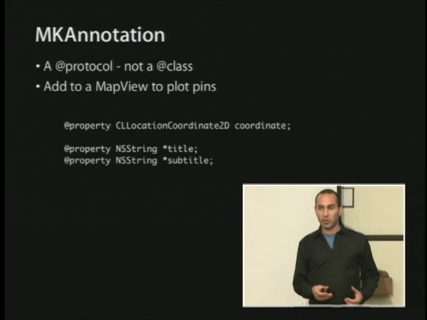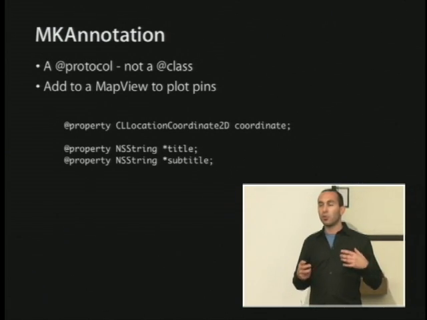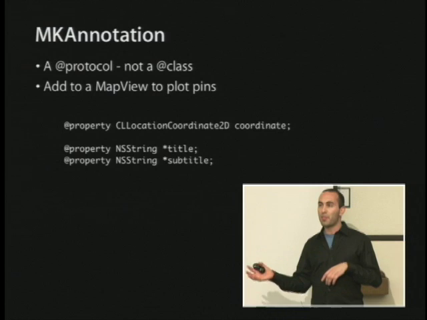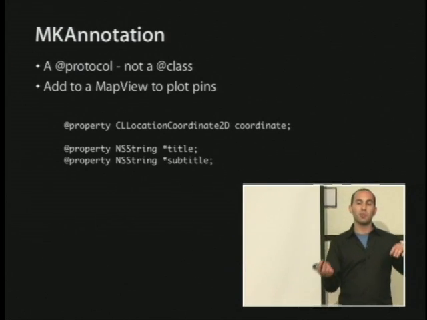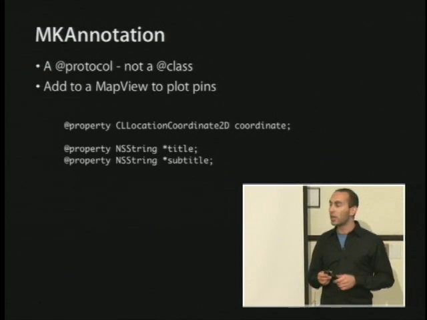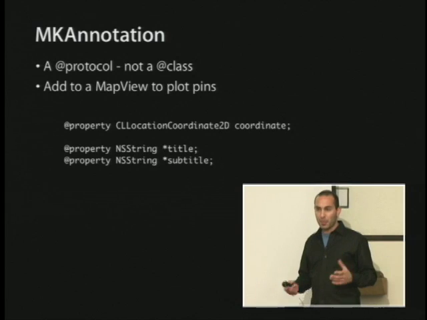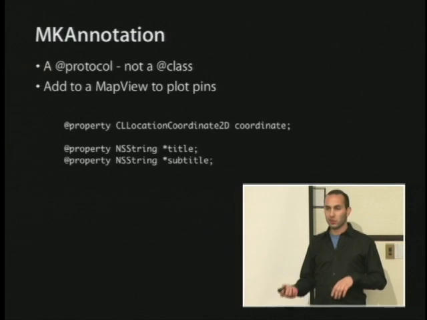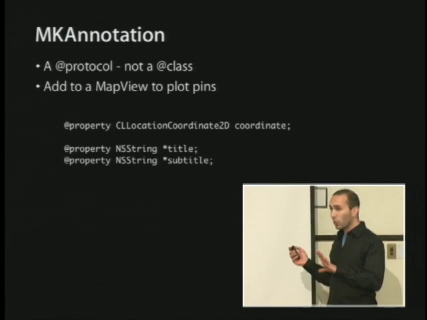I recently worked on a project where it was done in Core Data, and so I didn't want to go and map every one of my objects to some new MK annotation object just to plot them on a map. I just used the objects themselves, overrode the coordinate getter, and returned the appropriate location. So it's a protocol. That's the important thing here.